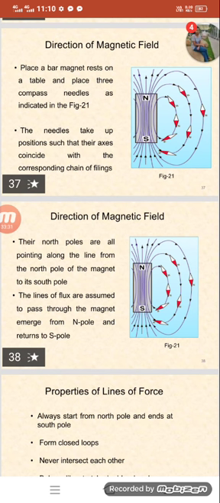In these two pictures, we are simply seeing that we keep compass needles near a bar magnet, and their axes coincide with the corresponding chain of fillings. The directions of the compass needle always coincide with the chain of fillings, indicating the same direction as the chain of fillings of the iron pieces.